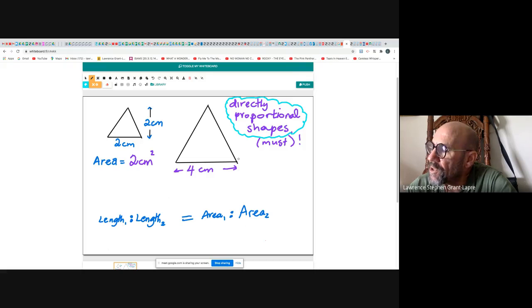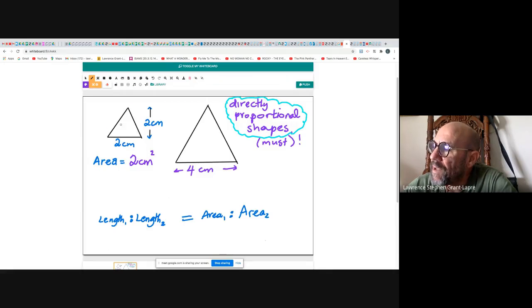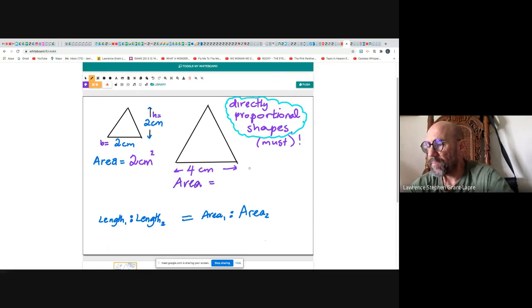So let's have a look at this question, and we're going to be going between length and area. The concept here is that we have a triangle. Its base is 2, and the perpendicular height is 2. The area happens to be 2 square centimeters. Now, the second triangle has a base of 4, and we're asking what is the area of the second shape.